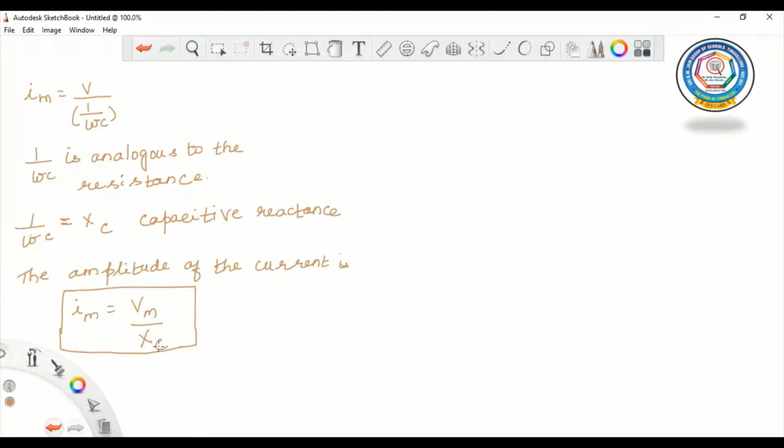When we connect only the resistance, then R. When you connect a purely inductive circuit, this will be XL, inductive reactance. Here it is capacitive reactance. Inductive reactance means XL is equal to omega L. Capacitive reactance is 1 by omega C.